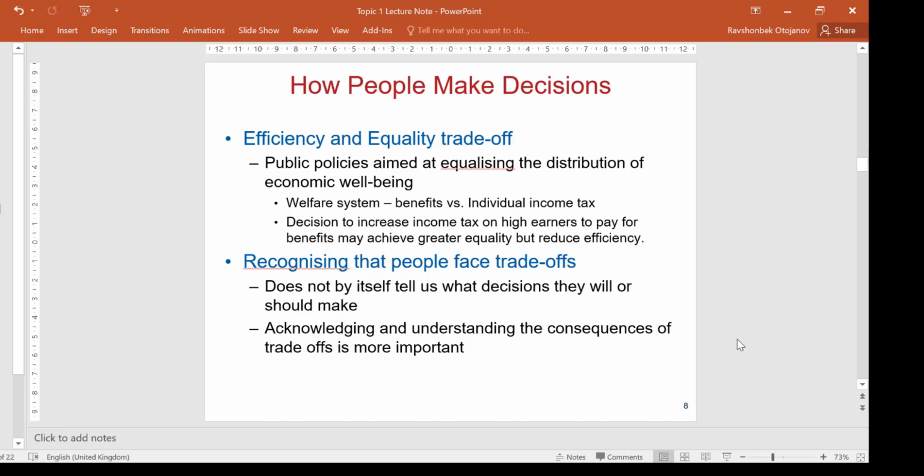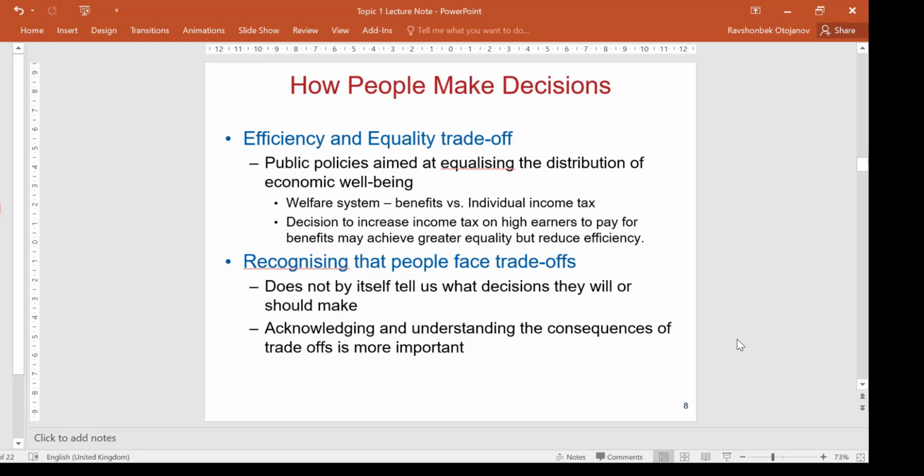Take an example. Public policies are usually aimed at equalizing the distribution of economic well-being. We have a benefits system where governments pump money into the section of the society where people do not or are not able to work, but they also shouldn't be left behind, so the government gives them money through the benefits system. Where does this money come from? Of course, from individuals' earnings. So people who work pay tax, and this tax is redistributed to other people. In this country, high earners pay higher taxes. It's a progressive taxing system. Tax rates increase as you earn more income.